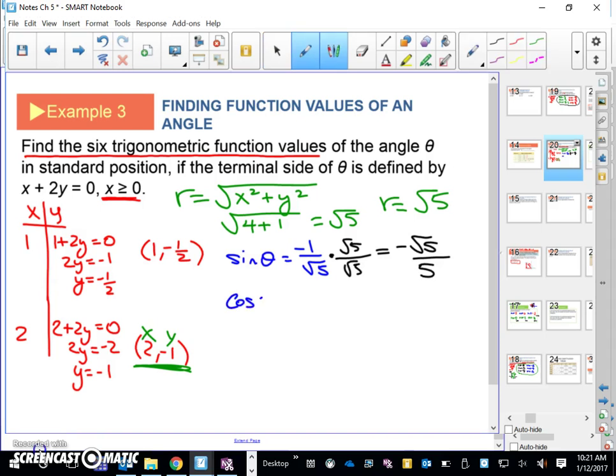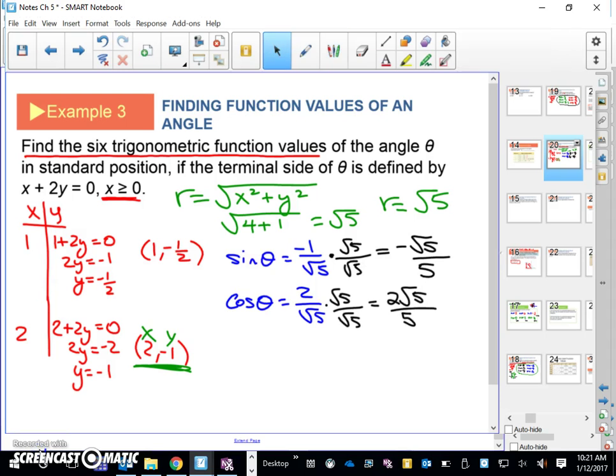Let's look at cosine theta. Remember, cosine goes with x, and the x coordinate is 2. We've got 2 over the square root of 5. Same way, you can't leave that square root on the bottom. Let's rationalize the denominator. We're going to get 2 square root of 5 over 5. Tangent theta is the easy one. Tangent's y over x, which is just negative 1 half.